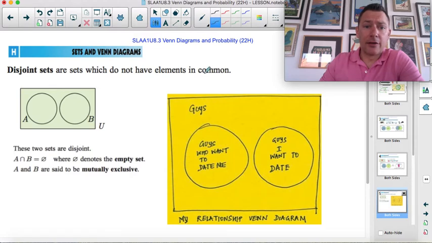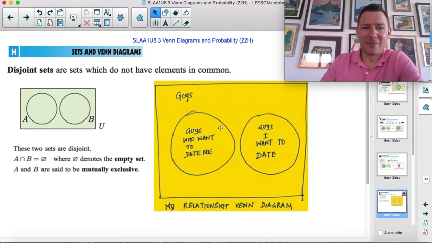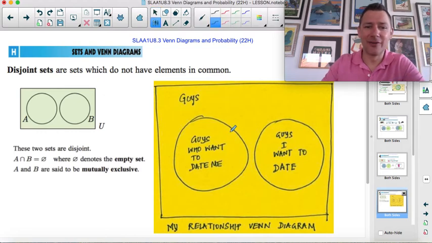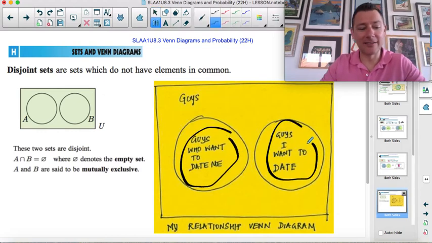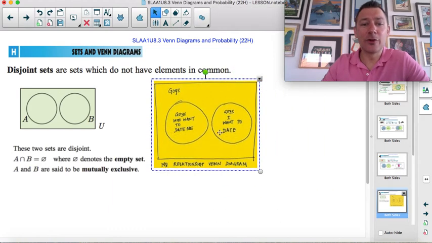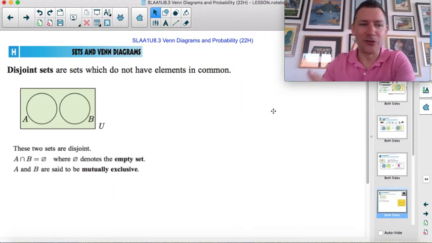Disjoint sets don't have anything in common. So this is my disjoint set Venn diagram. This is the set of guys that want to date me, and this is the set of guys that I want to date. It's kind of true. And it's disjoint because they don't overlap. It's a sad joke, or maybe, yeah.